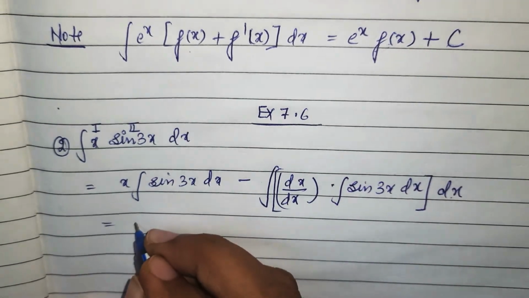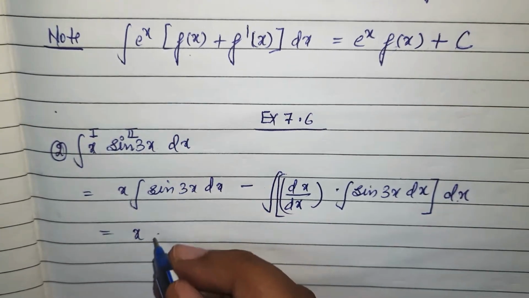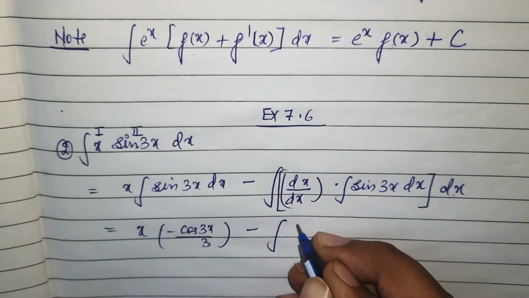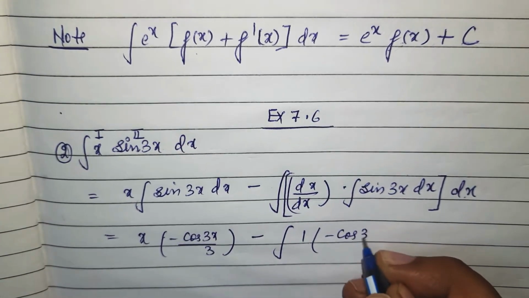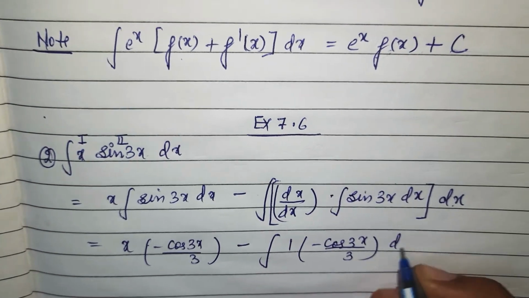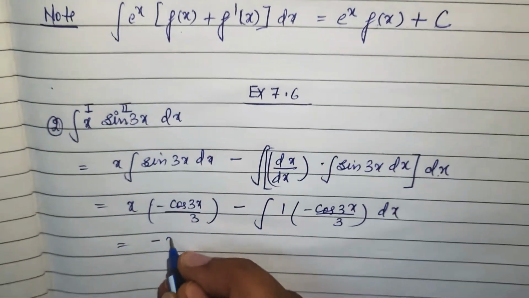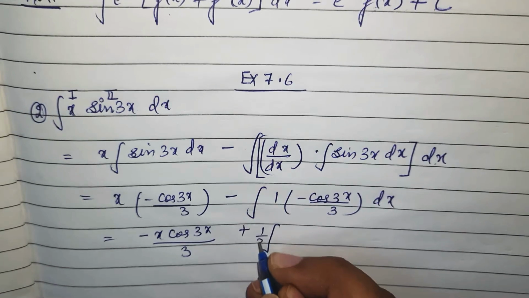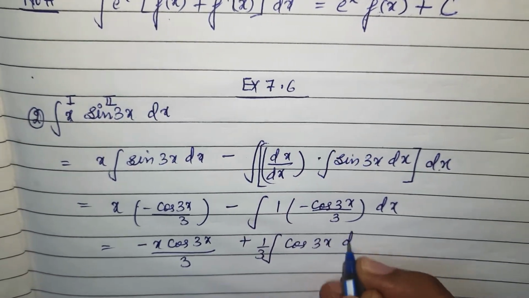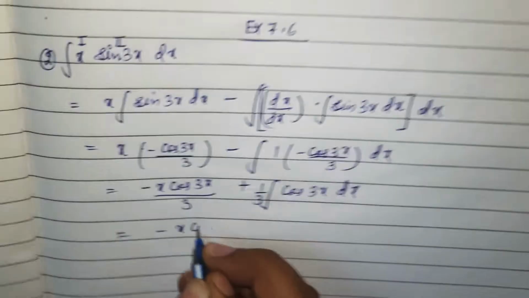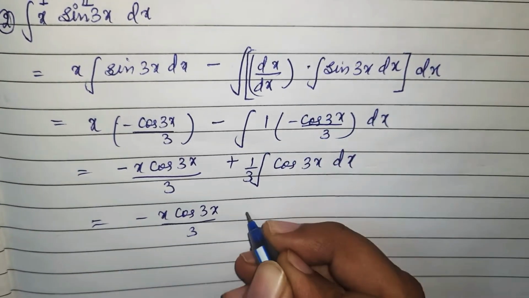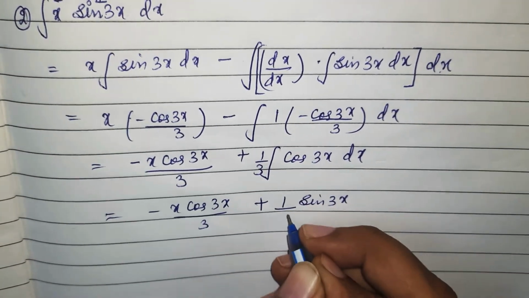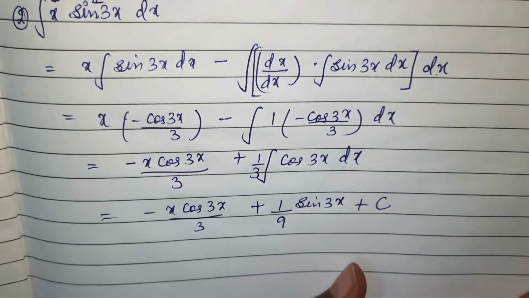So x will remain the same. Integration of sin 3x is minus cos 3x upon 3, minus integral of 1 into minus cos 3x upon 3 dx. So finally I am getting minus x cos 3x by 3, plus 1 by 3 integral of cos 3x dx. So my final answer is minus x cos 3x upon 3, plus sin 3x upon 3, and 1 upon 3 into 3 will become 1 upon 9, plus c. So this is your answer.